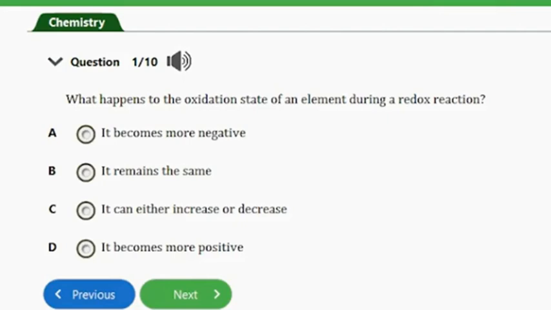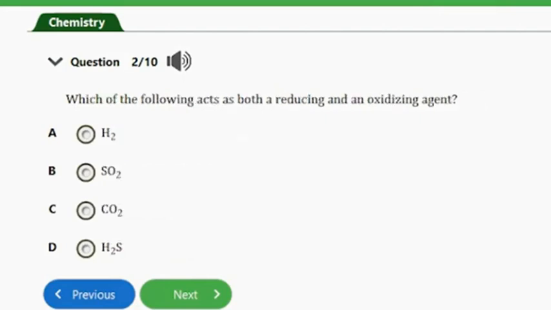The oxidation state of an element can either increase, that's oxidation, or decrease, that's reduction, during a redox reaction. So this is depending on whether it actually gains electrons in this process or loses electrons. So that's it for that question. Let's consider the next question, guys.